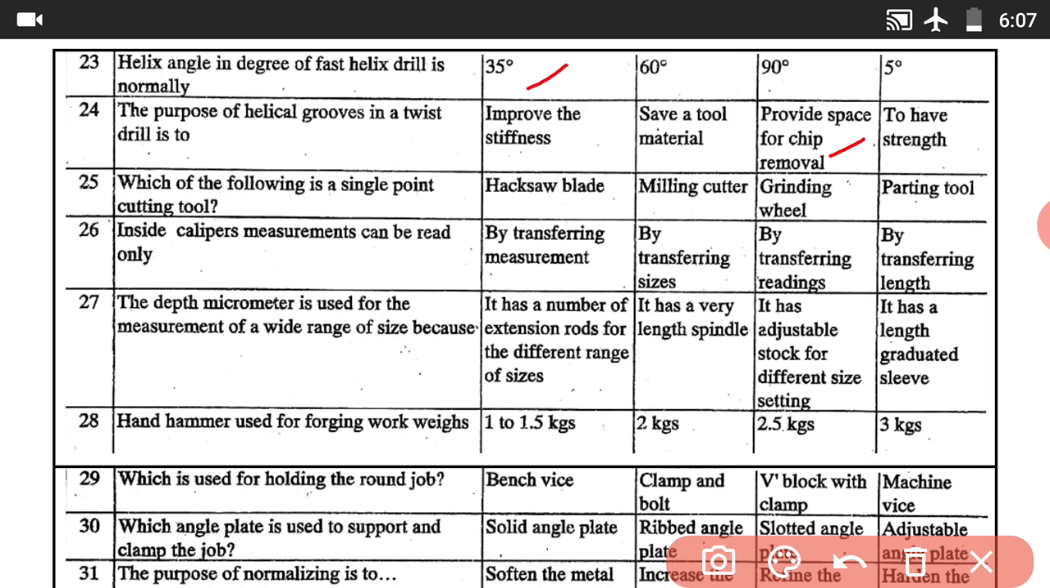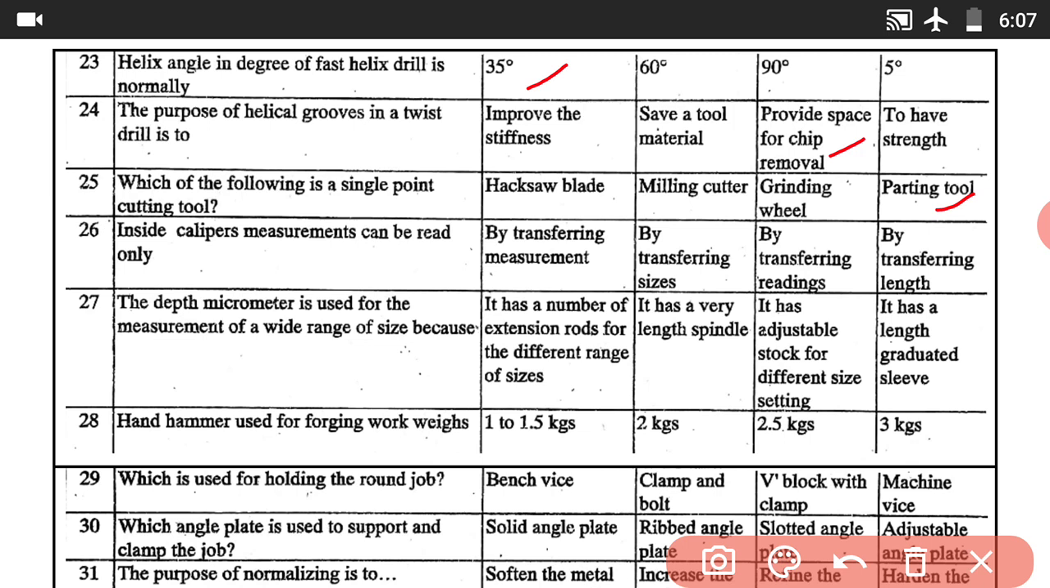Question number 25. Which of the following is a single point cutting tool? The answer is the parting tool. Option D is the correct answer.